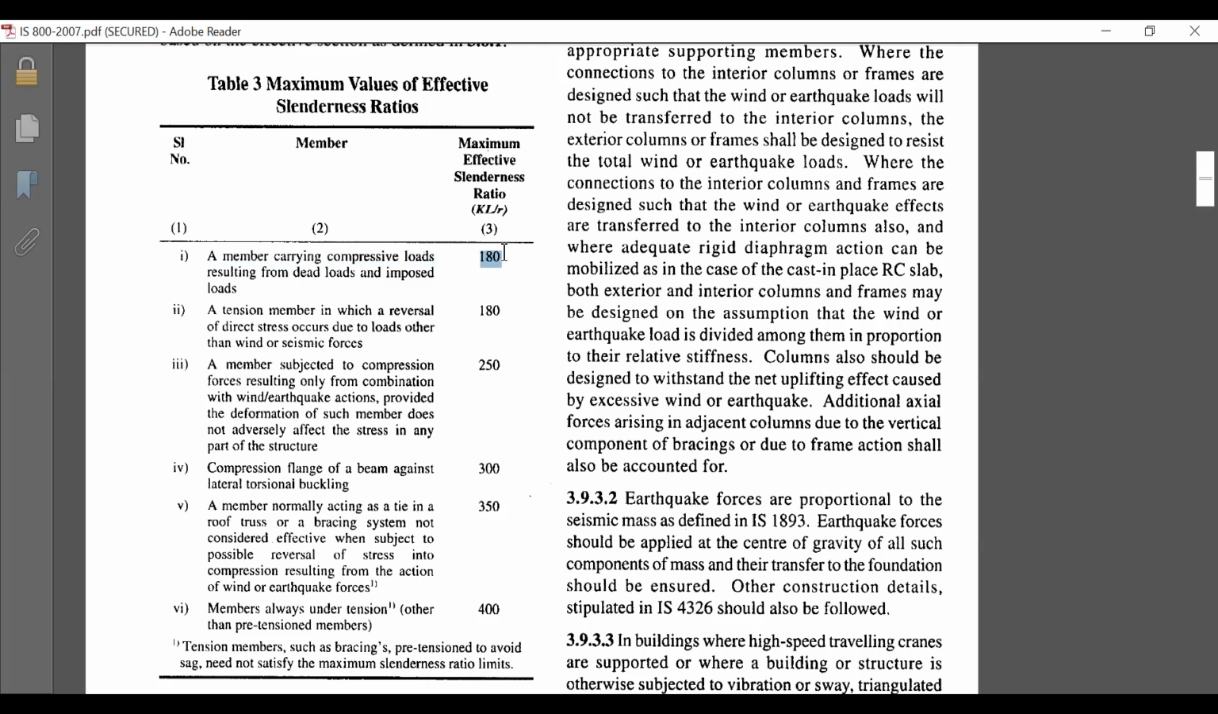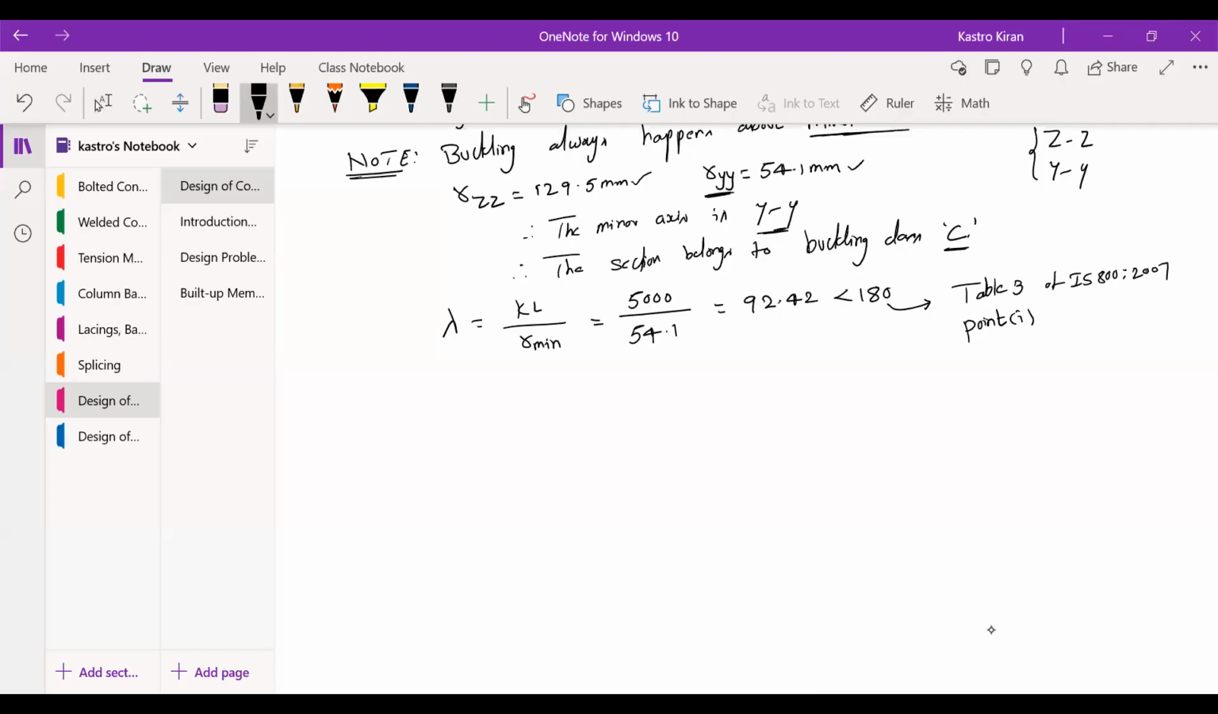So let's look at this one, whether the value which we have obtained while solving is greater than 180 or less than 180. So here we have got the value less than 180. Therefore, safe, right? Since it is satisfying the condition, it is safe.